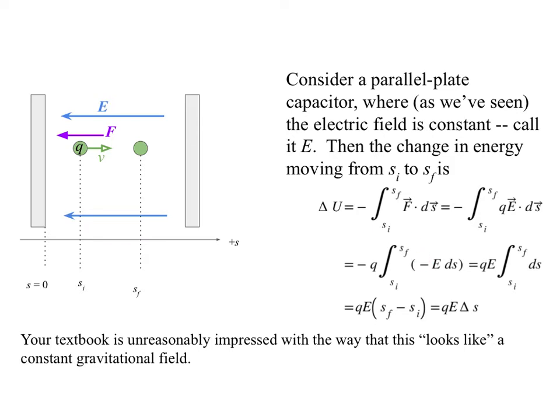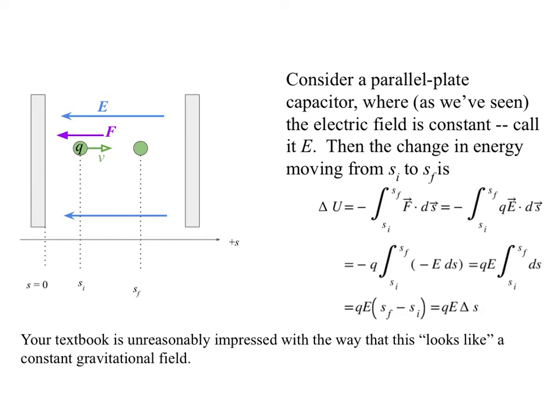We can bring the minus sign outside, cancel the first minus sign. We can bring the E outside because it's a constant field, and we get that the change in energy is QE times this integral. But this integral is almost trivial. The integral of ds is just S between SI and SF. But SF minus SI is just delta S, and so we get that delta U is QE delta S.